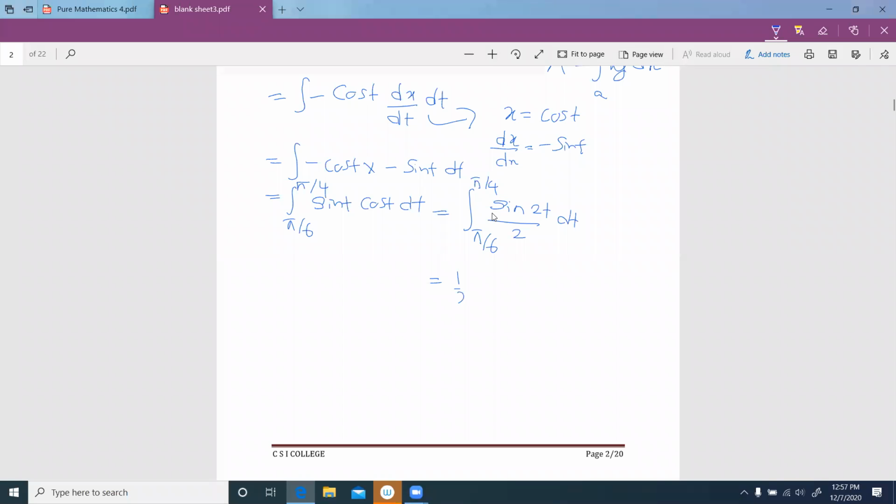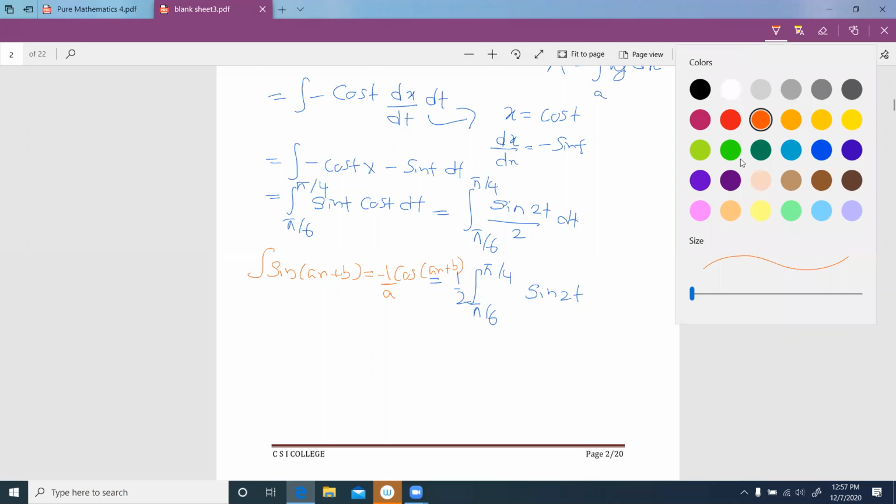Then I take the 1 over 2 out. Integration from the range pi by 6 to pi by 4 of sin 2t. The formula we learned is that if you integrate sin ax plus b, the answer is minus 1 over a cos ax plus b. So I'm using the same formula over here with it, right?